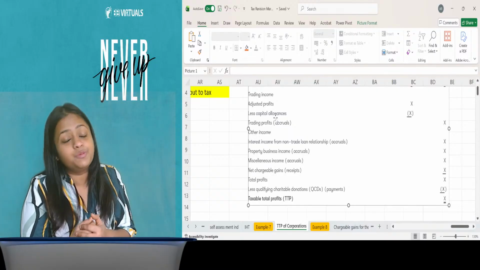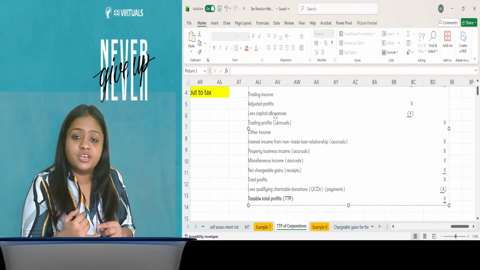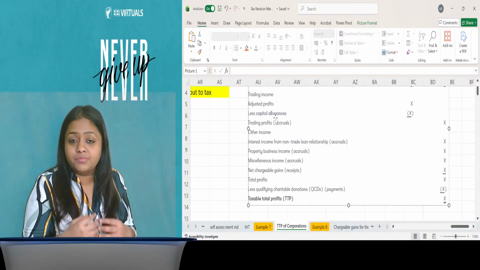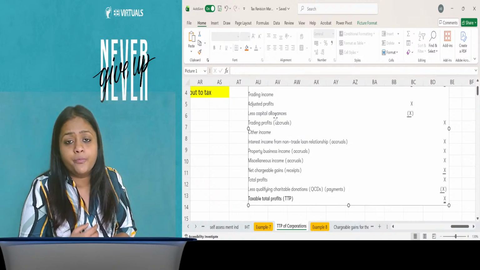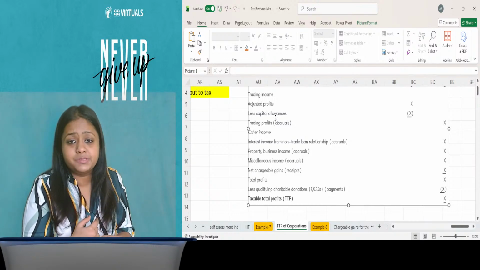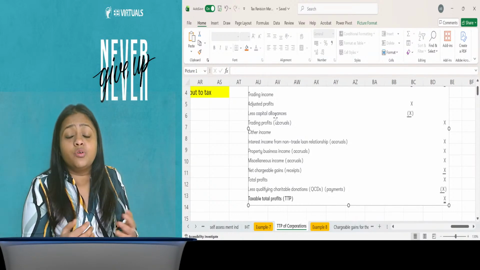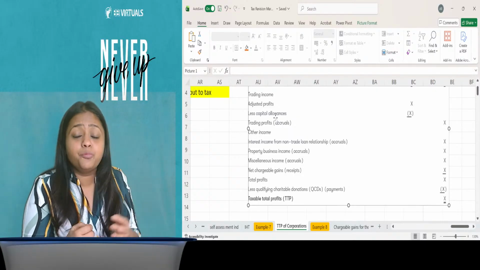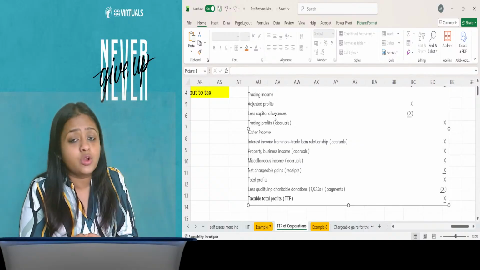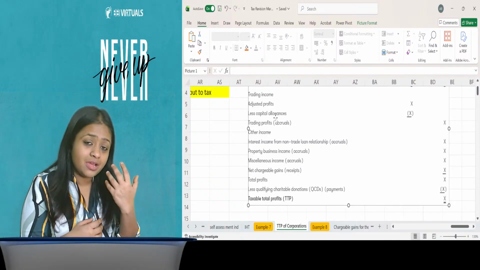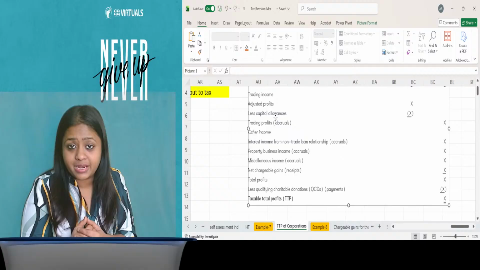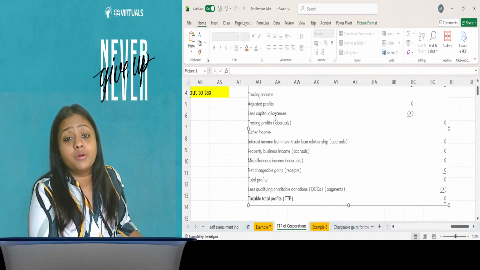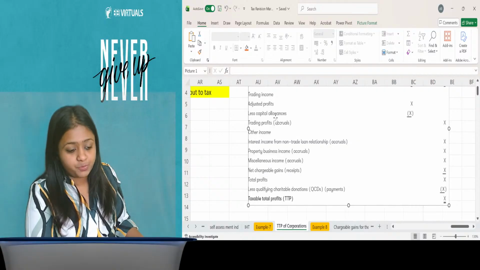Then with this, we will add other income like interest from the non-trade loan relationships. Typically, interest income, that is the net interest that you earn from the non-trade relationships, like you have invested money into shares and you are earning that interest. Then property business income, again you will follow accrual basis only, and whatever is the income arising, you will add it here. And remember, corporations always have commercial properties, they do not have residential properties.